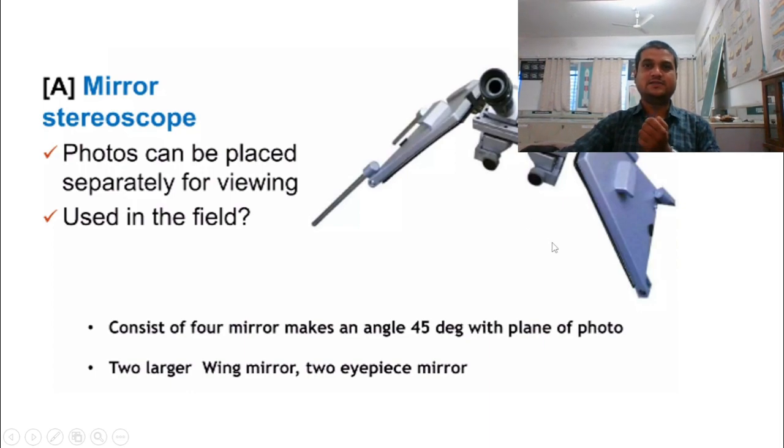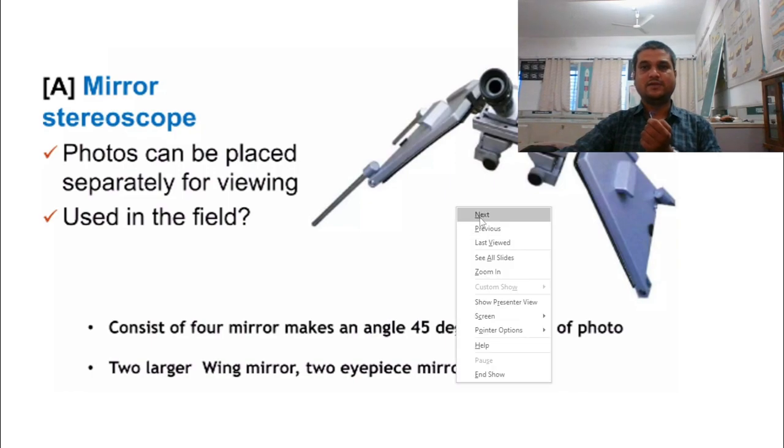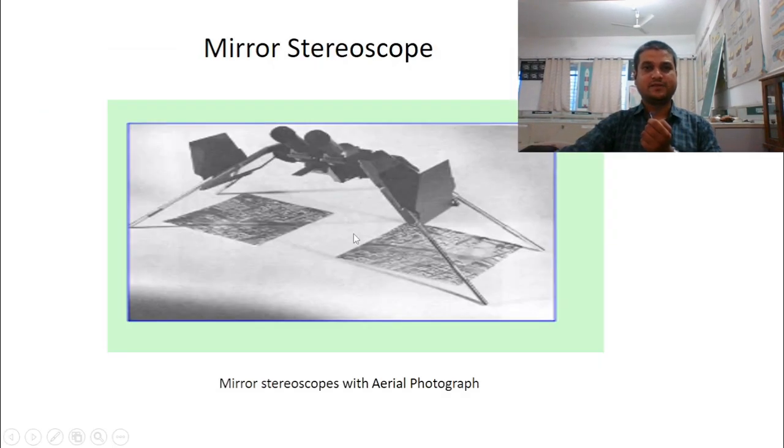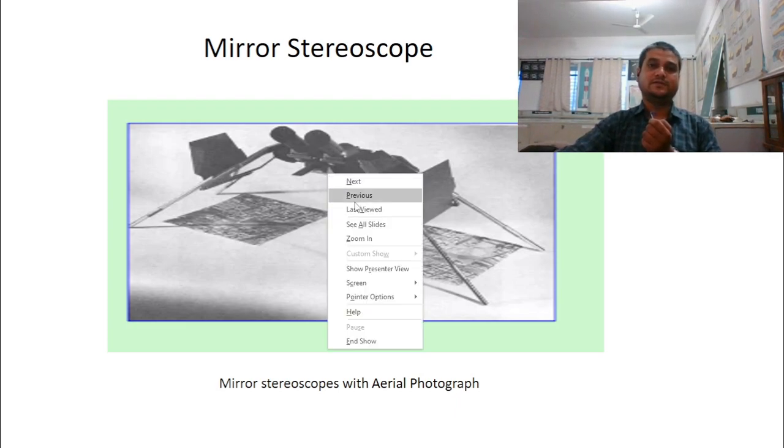This is the simplest working principle of the mirror stereoscope. Let's see the diagram of this. These are the two wing mirrors and this is the eyepiece. You can see this is photo 1, photo 2. By using this, you can see the aerial photos in three dimensions. This is the next version of the stereoscope, that is the mirror stereoscope.